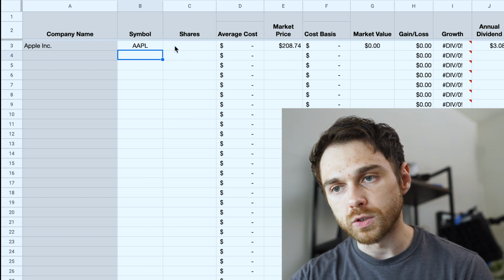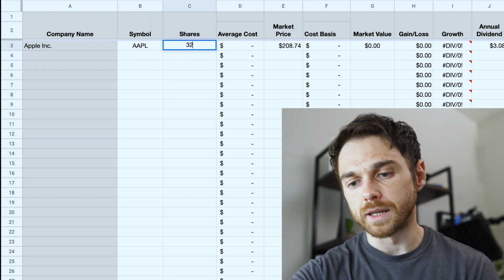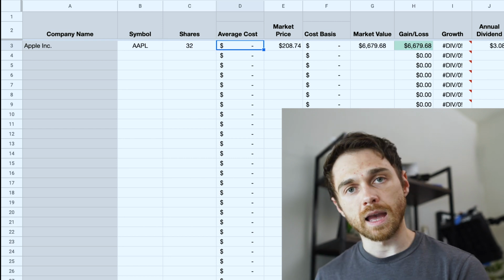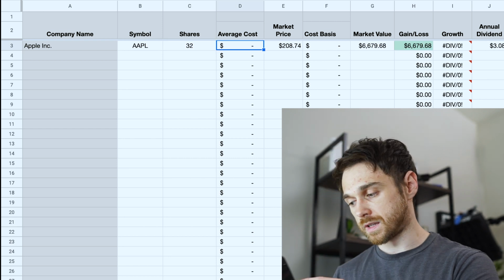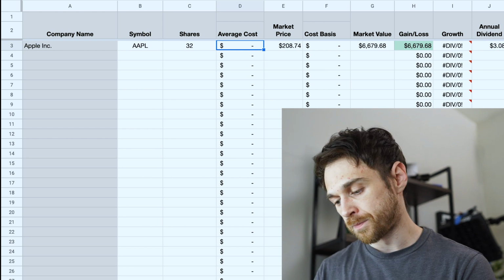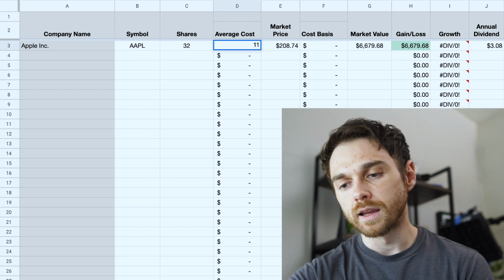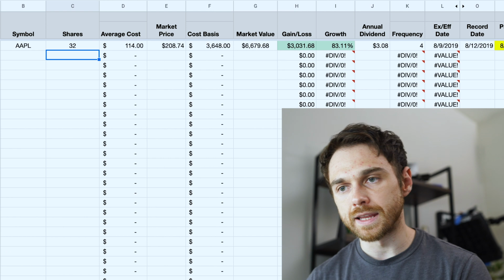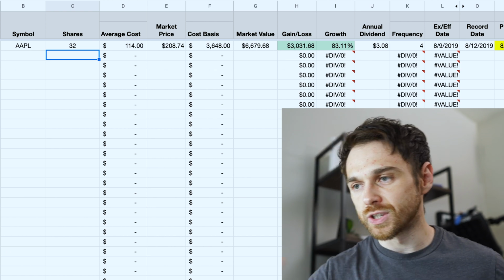So when we go to the shares column, I'm gonna enter 32 and hit tab, and it's gonna ask me for the average cost. Now, average cost is right here with Robinhood. So that is $114 for me. Once I hit enter, and look at that, the rest just gets populated.